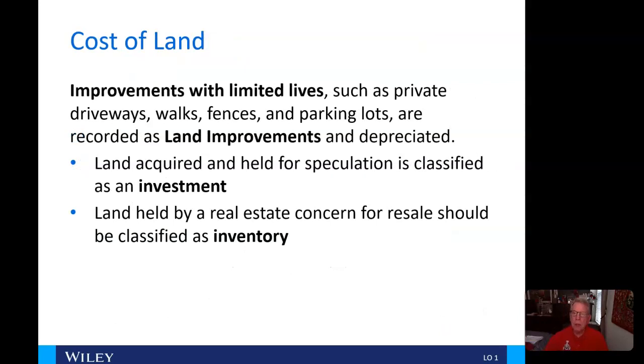Okay, let's look. Improvements with limited lives, such as private driveways, walks, fences, parking lots, we record those as land improvements and we do depreciate those. And a couple of other notes: land acquired and held for speculation is classified as an investment. Land held by a real estate concern for resale should be classified as inventory. So those would not be long-term assets.